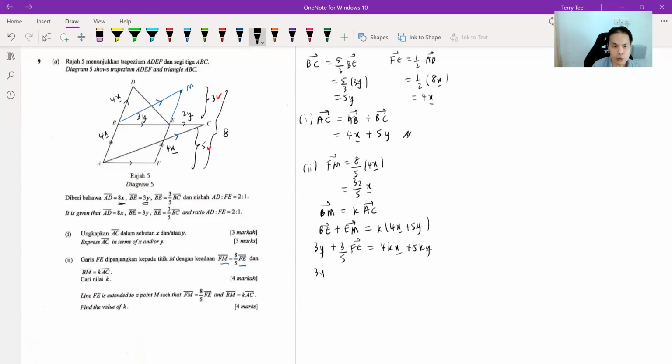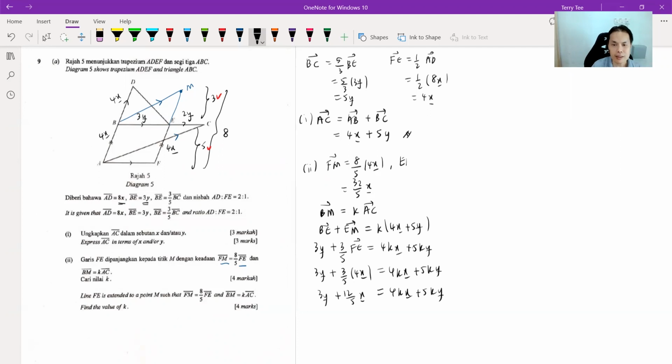Now we also know FE already. FE is 4x. So this is 3 over 5 of 4x. All right. This is 4kx, 5ky. Put them together: 3y plus 12 over 5x, 4kx, 5ky.